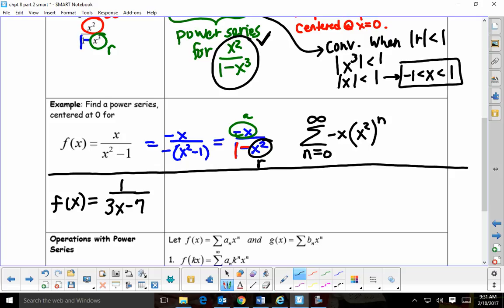Okay, first off, I need to flip-flop the denominator just like I did on that last one. So I'm going to have that negative 1 over 7 minus 3x. Multiply top and bottom by negative 1. But this is still my issue because that's not a 1. So what can I do to everything? Divide by 7. So I can divide every term through by 7.